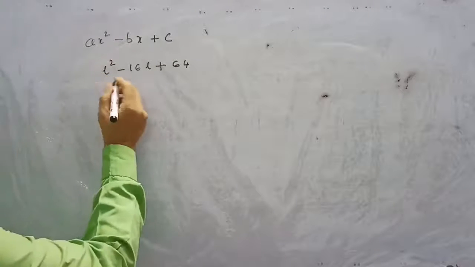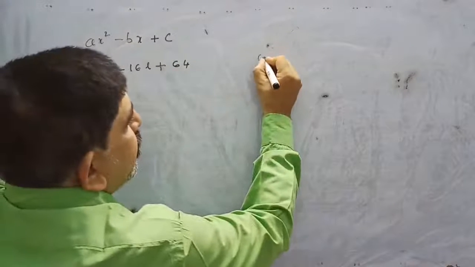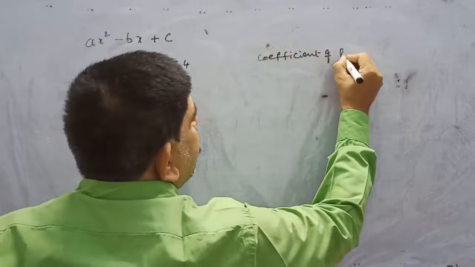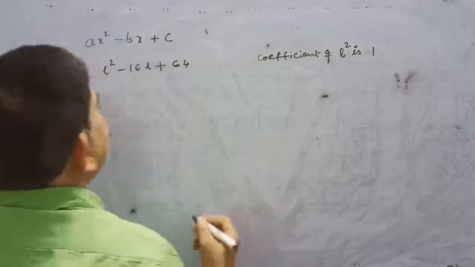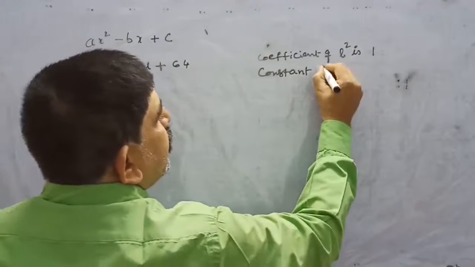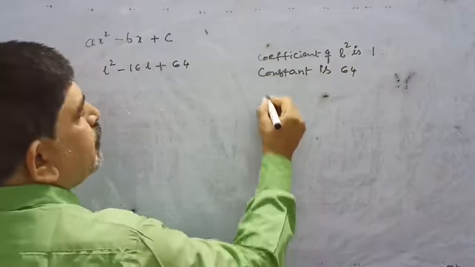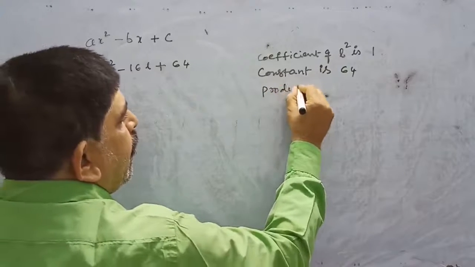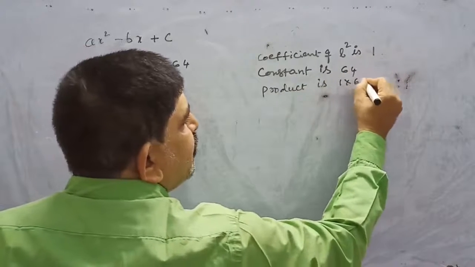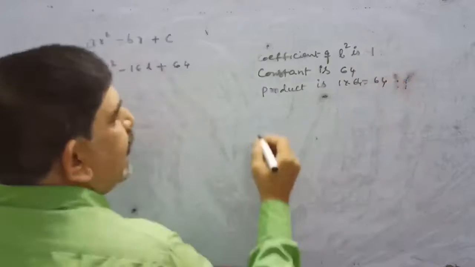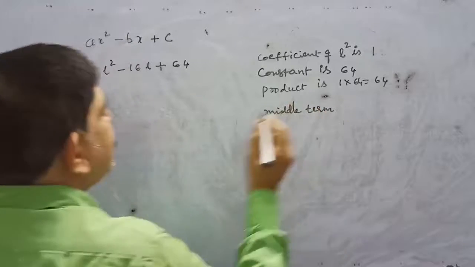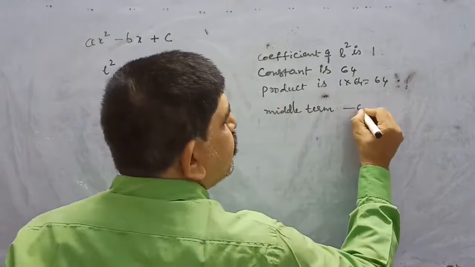Now first, the coefficient of L square is 1. Next, constant. What is the constant? It is 64. Next, the product is 1 into 64. 1 into 64 is 64. Next, the middle term. What is the middle term? Minus 16L.